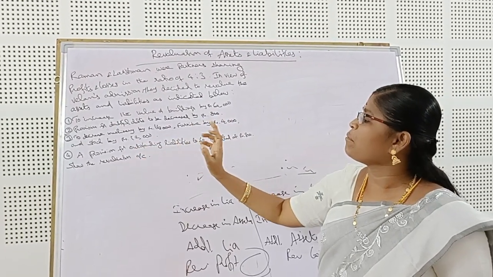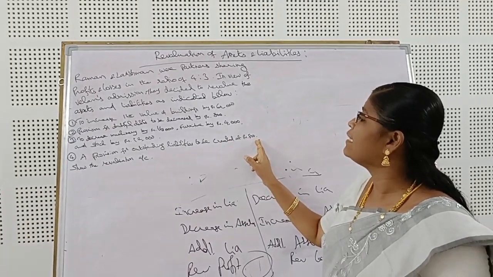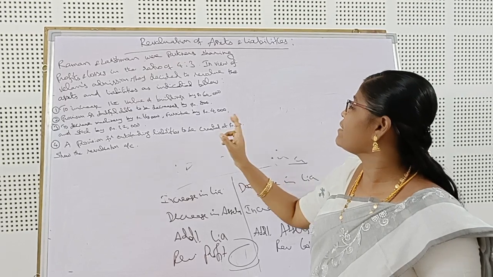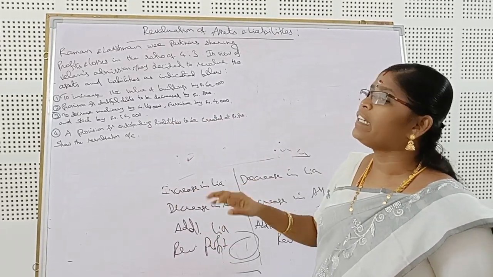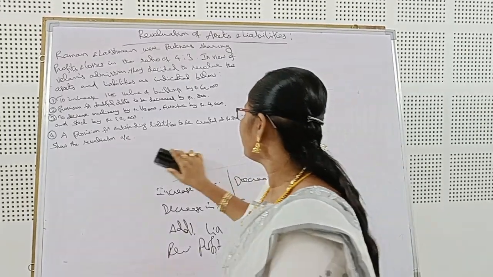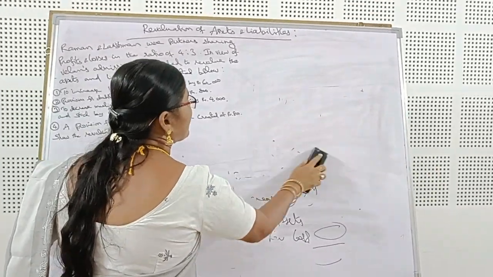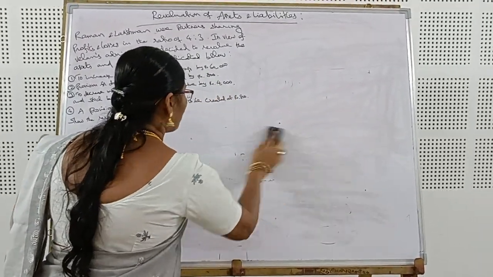And the fourth one is a provision for outstanding liabilities to be created at 800. So that means an additional liability is created. From that information, show the revaluation account, where the items come under the debit and credit side of the revaluation account. According to that, we work out this problem.